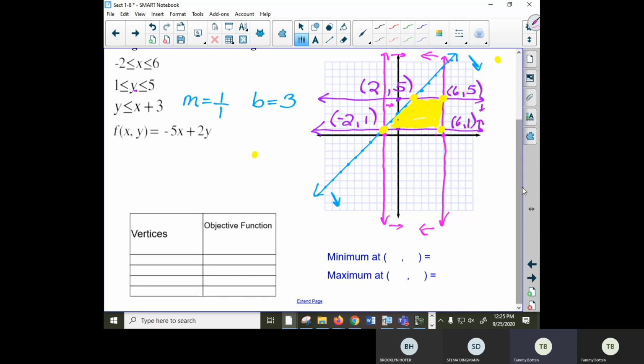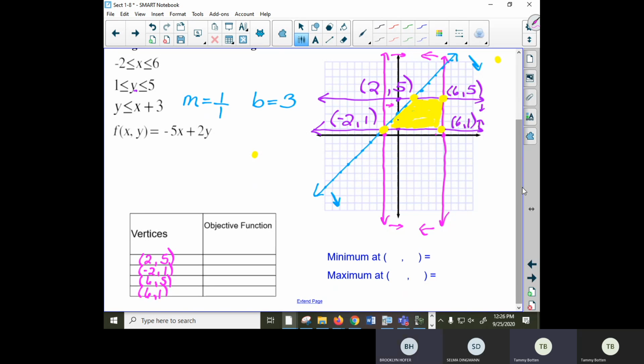Now, the way you do your assignment today, you guys should be okay with that, I would think. What you're going to do is make a little chart, okay, and say what your vertices are over here. That's part of your answer. So you would just write those in any order, okay? Doesn't matter what order at all that you write them in. So I'm going to just go 2, 5, -2, 1, 6, 5, and 6, 1.